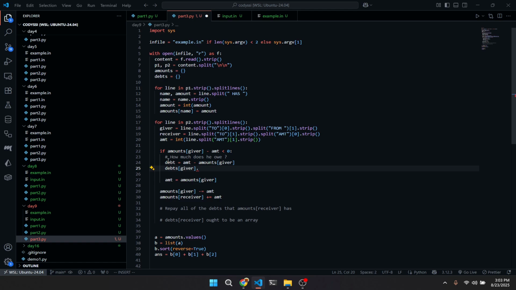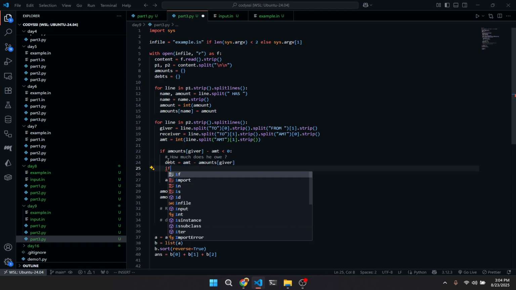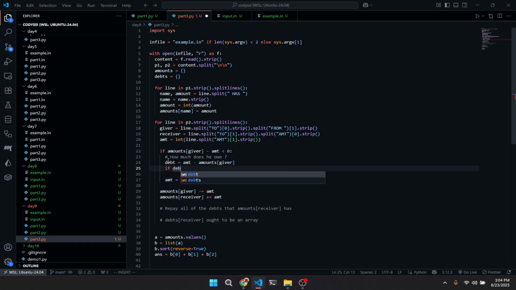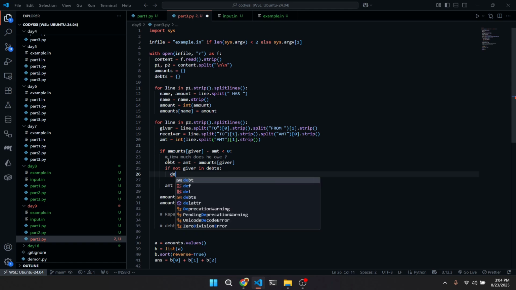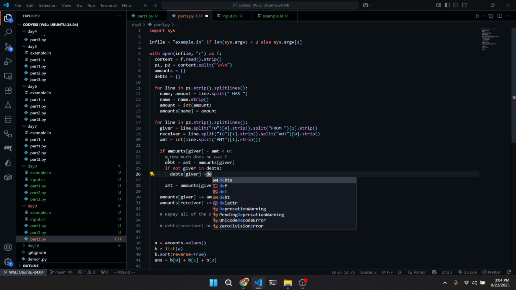So essentially debts are some sort of linked list, so you can think of it as a linked list or as an array that you always process in reverse order. We're going to think of it as an array, so in case giver in debts, if not giver in debts, then debt at giver is just that.